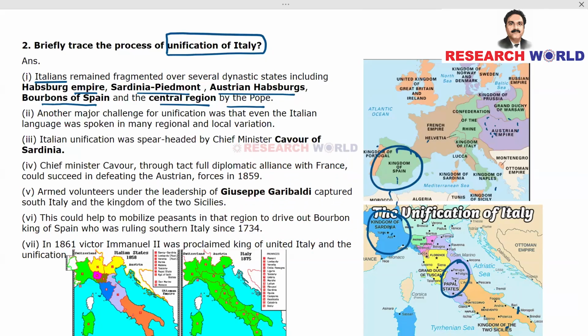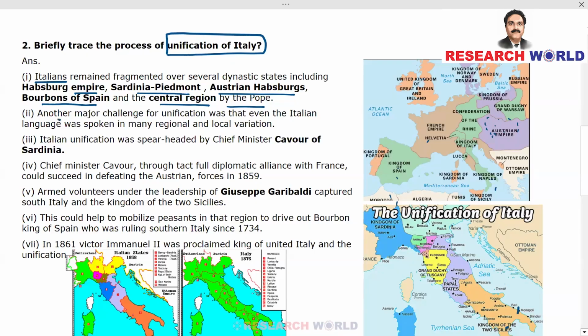So the first challenge for the unification of Italy was that the so-called Italians, the subjects of Italy, were not present in this geographical part. Instead, they remained scattered all over Europe in different empires. That was the first challenge.